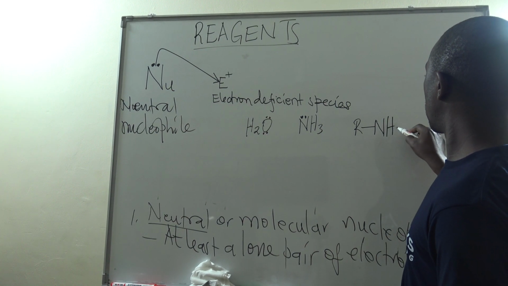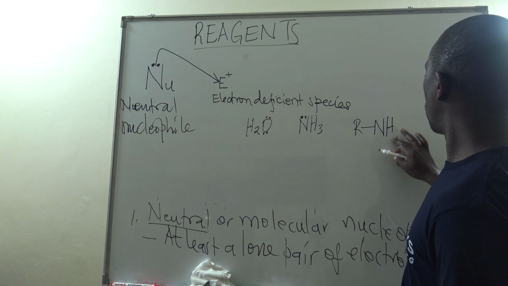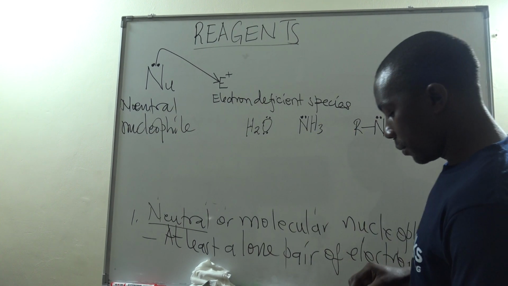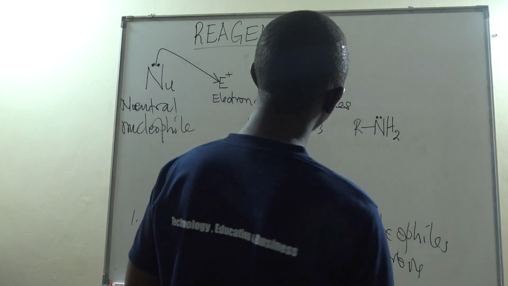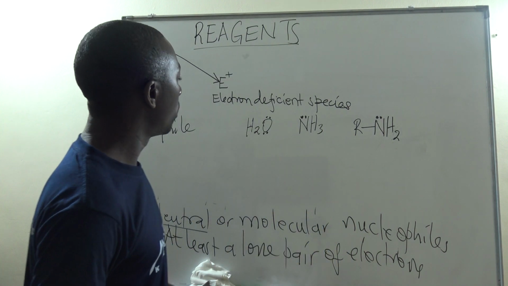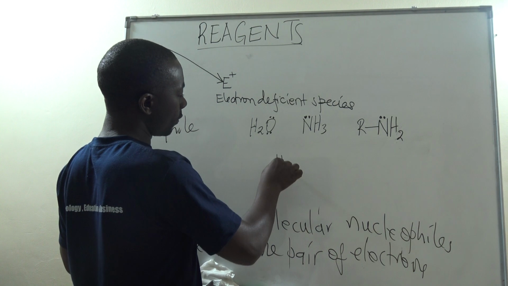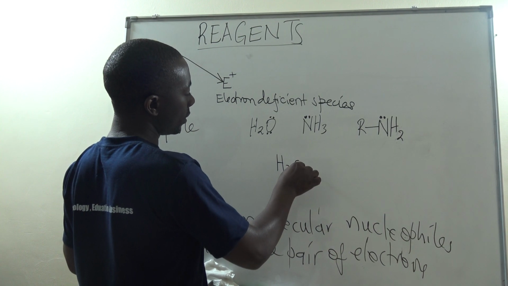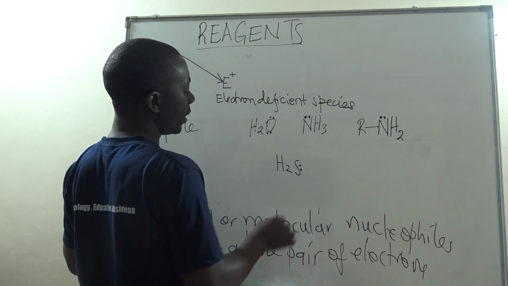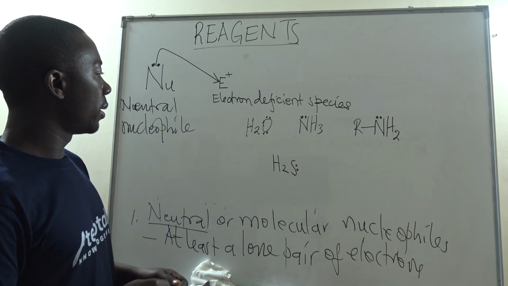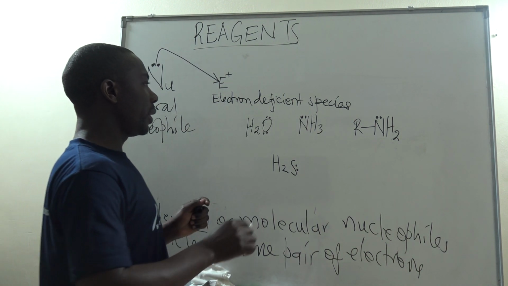Amine is just like ammonia, it also has a lone pair on the nitrogen atom. So they also react by donating that lone pair of electrons. It could be hydrogen sulfide. Possibly it can also donate, because the sulfur would also have a lone pair of electrons. And so many examples.